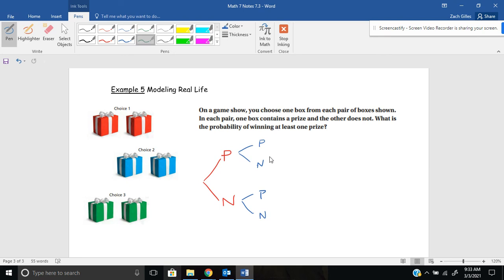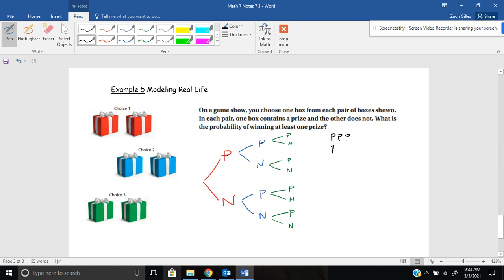The same goes for your third choice, right? For each one of these, you could say prize or no prize. The idea continues on there. You probably see the pattern. Now, what are my outcomes? Well, I could get really lucky and choose a prize in each one of these: a prize on my first choice, a prize on my second choice, a prize on my third choice. That would be pretty amazing.